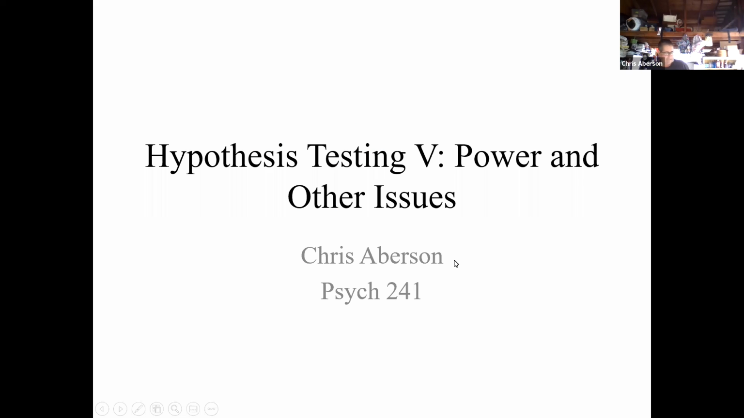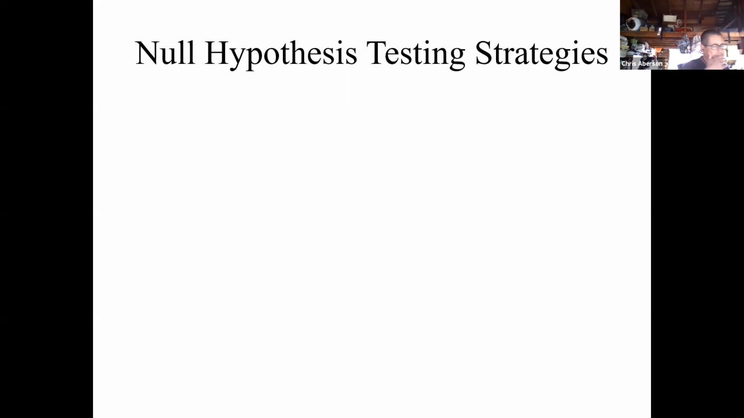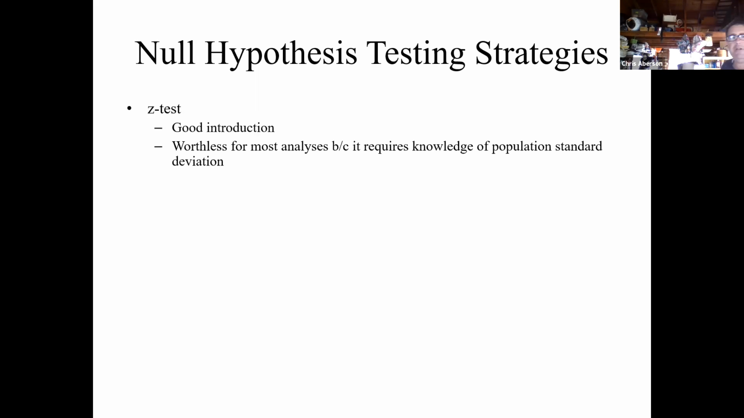All right, a few final issues to close out this section. Some of the null hypothesis testing strategies that we will encounter in this class, and it's a lot of them. We start off with the z-test. It's a great introduction, not very useful. One of the things we'll see is that z is problematic because you have to know the population standard deviation, and we don't actually ever really know that.